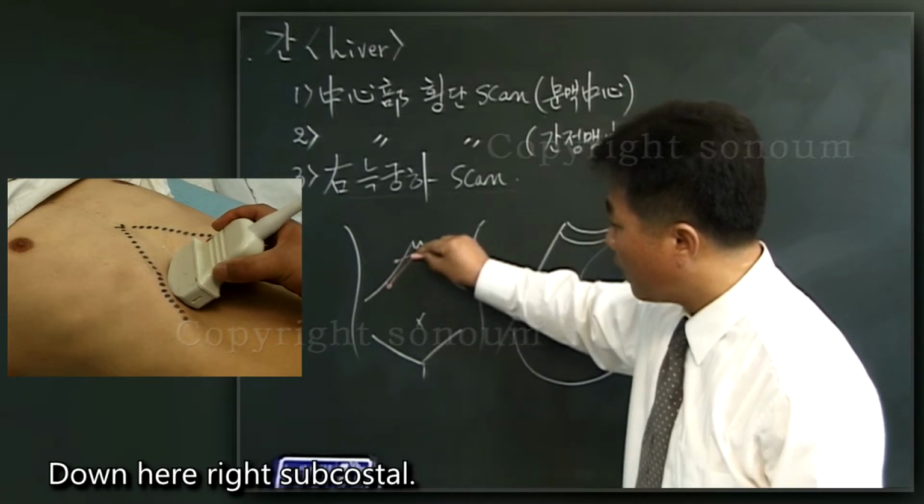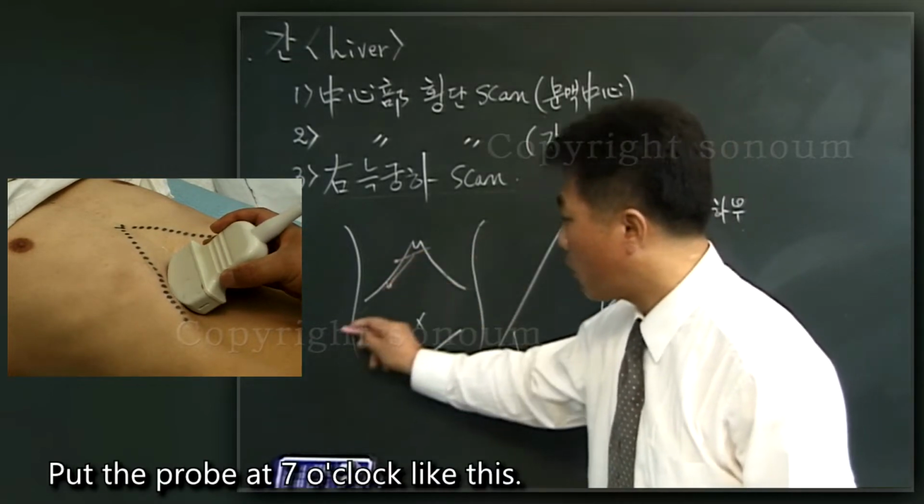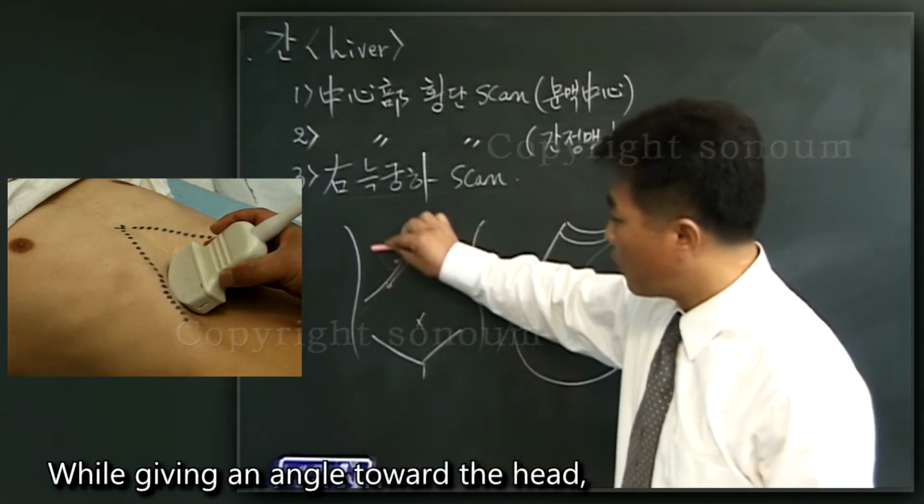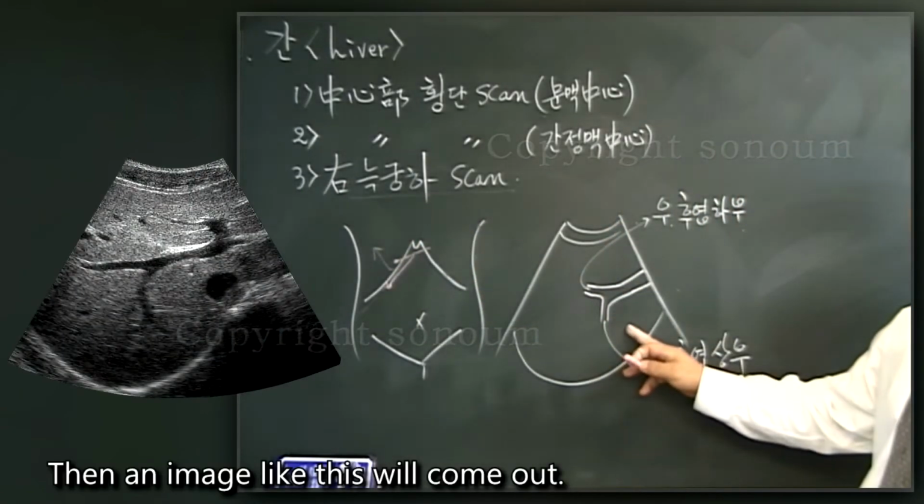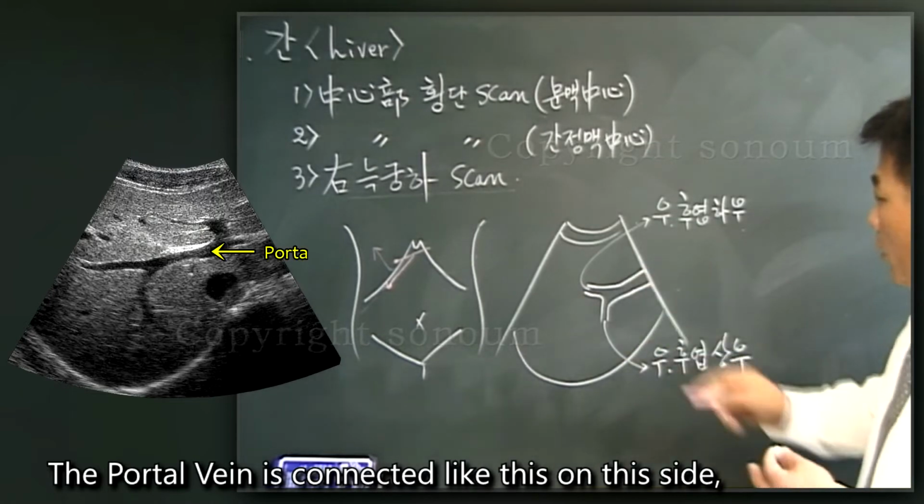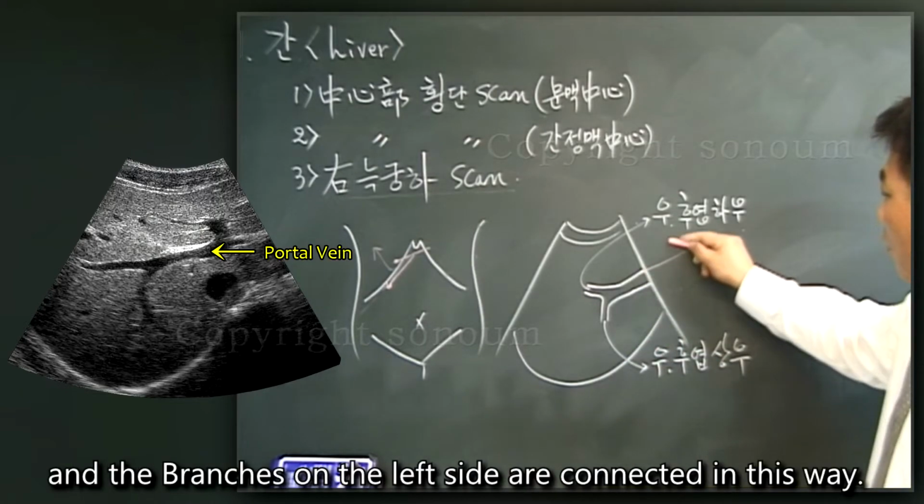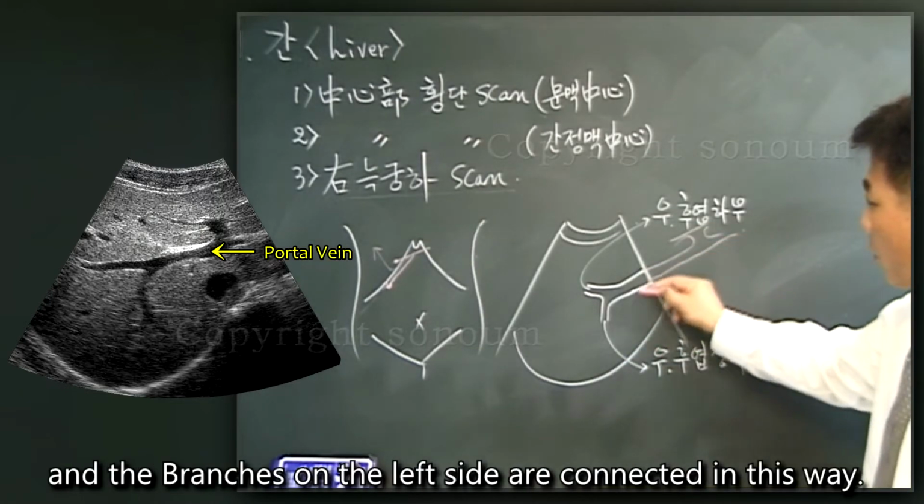Down here at the right subcostal, put the probe at 7 o'clock like this, while giving an angle toward the head, and scan while adjusting the force. Then an image like this will come out. The portal vein is connected like this on this side, and the branches on the left side are connected in this way.